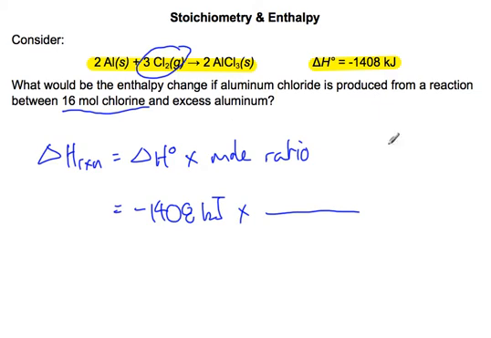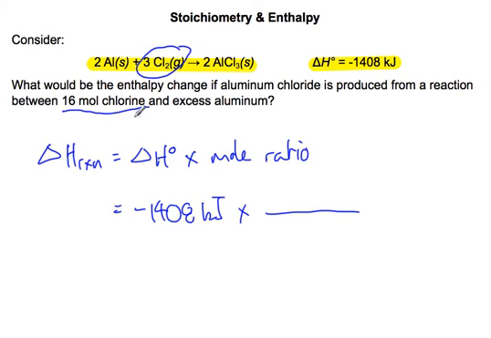Before we come up with this ratio, we just need to remember that enthalpy of reaction, 1408 kilojoules. If 2 moles of aluminum react, that's the amount of heat energy released. If 3 moles of chlorine react, we release that much energy. If 2 moles of aluminum chloride is produced, that's the amount of heat energy produced. So that enthalpy relates to the molar amounts given in the equation.